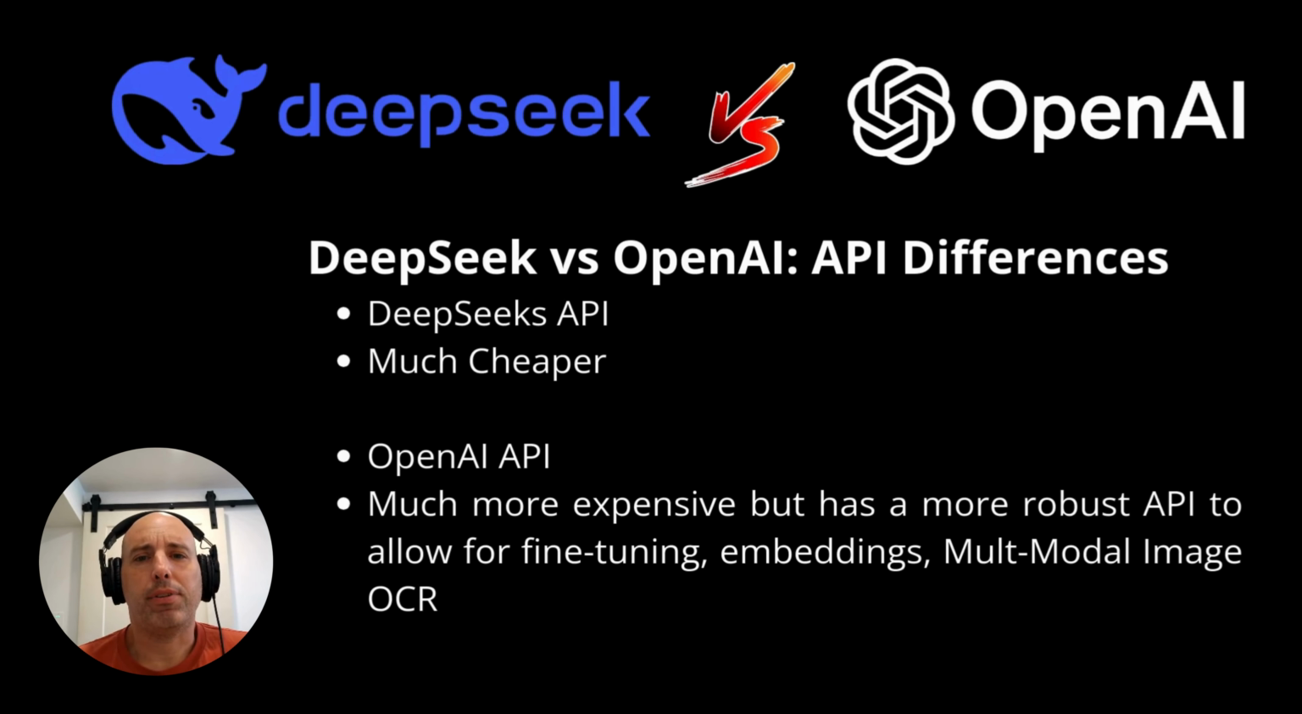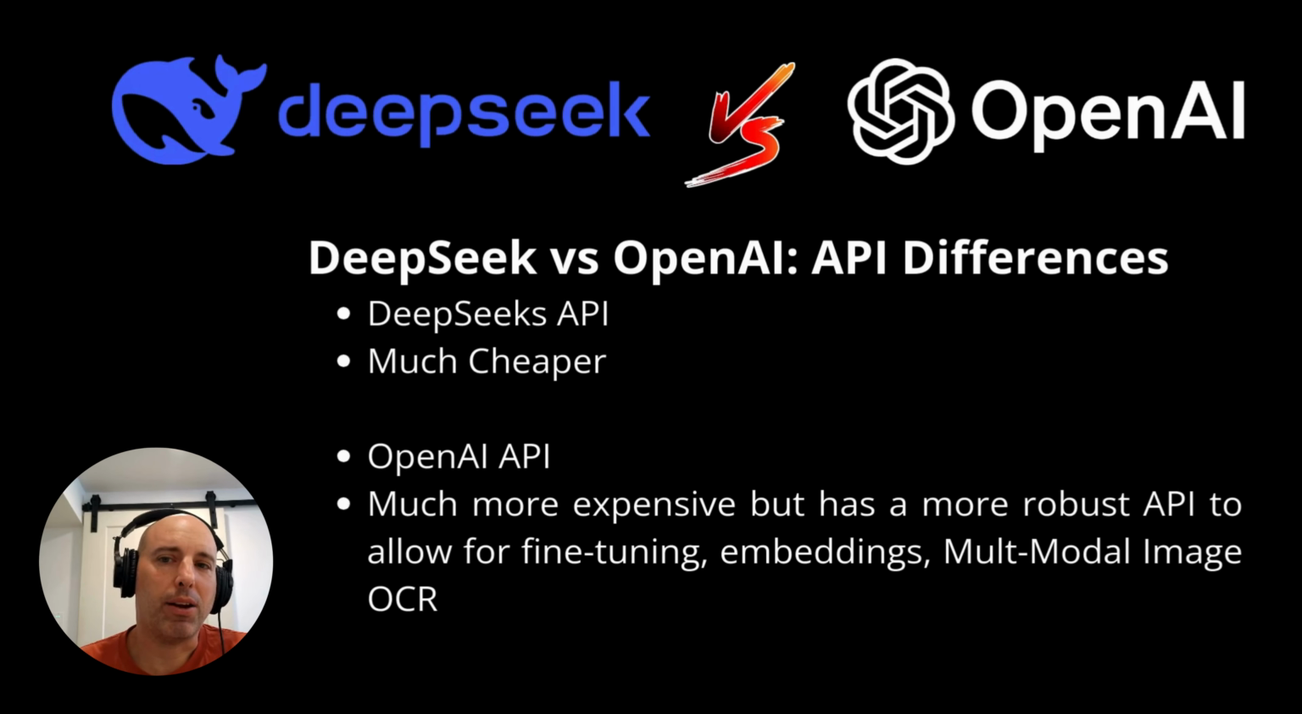And the main difference with DeepSeek's API, of course, is it's much cheaper. But there are also other differences. If you're not going to install it yourself locally or on Hugging Face, an API is really the only way to go. It sounds like they're the same thing, but it's a little bit misleading, because OpenAI is much more expensive, but it also has a much more robust API. So you can do things like fine tuning, embeddings, and model image recognition. You can really do way more stuff with it. And I think that's a little bit misleading.